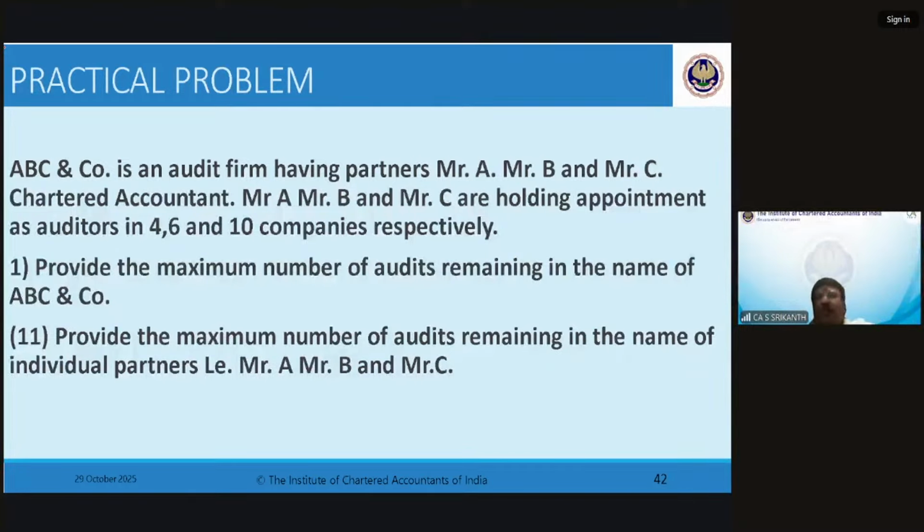Now, this is about the maximum number of audits, if you remember. So, this is the count: A 4, B 6, C 10. What is the maximum remaining in the name of ABC and Co? So, you can give the answer. Sorry, this is not 11, this is 1 and 2. Once again, I'll correct it so that you won't have any doubts.